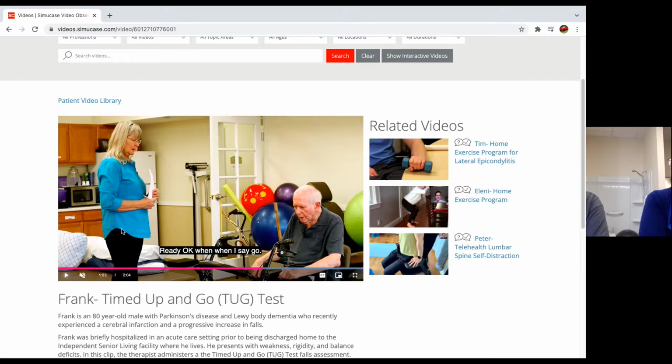I like Simucase because I feel like it is an all-encompassing kind of glue to our program. We can sit and practice this stuff in the lab, practice the assessments, practice making interventions with patients all day, but it's still us. And I just think that there is something different about showing them a real life patient working with a real life practitioner and being able to break down those kind of things.